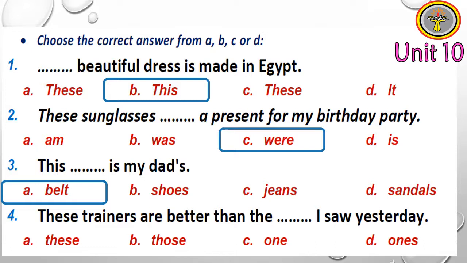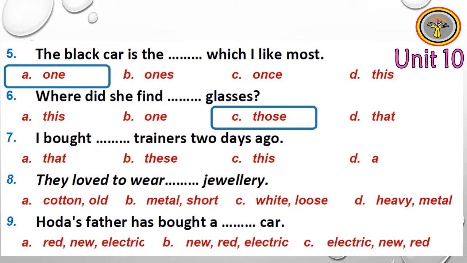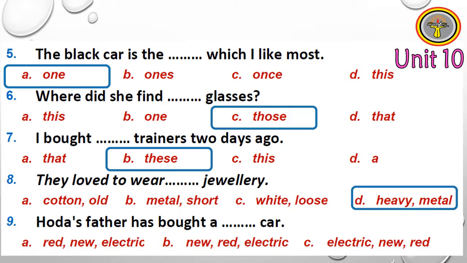Number 4, these trainers are better than the ones I saw yesterday. Number 5. The black car is the one which I like most. Number 6. Where did you find those glasses? Number 7. I bought space trainers 2 days ago. I bought these trainers. Number 8. They loved to wear space jewelry. According to the adjective order, the correct answer is heavy metal jewelry.